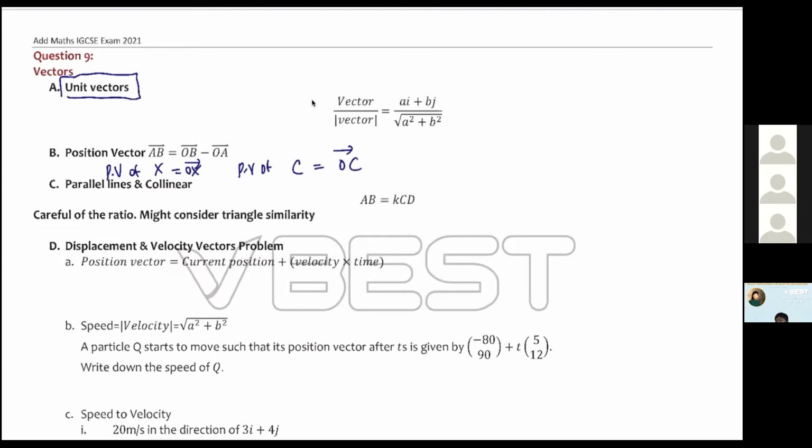Okay, then the next one is called parallel and collinear. Parallel and collinear means that they have the same direction, but you must remember, same direction only, must they be the same length? No. So you see, all these three are the same direction, but they are not the same length. Let's say this is A, this might be 2A, this might be 4A. So it's like a double scale factor.